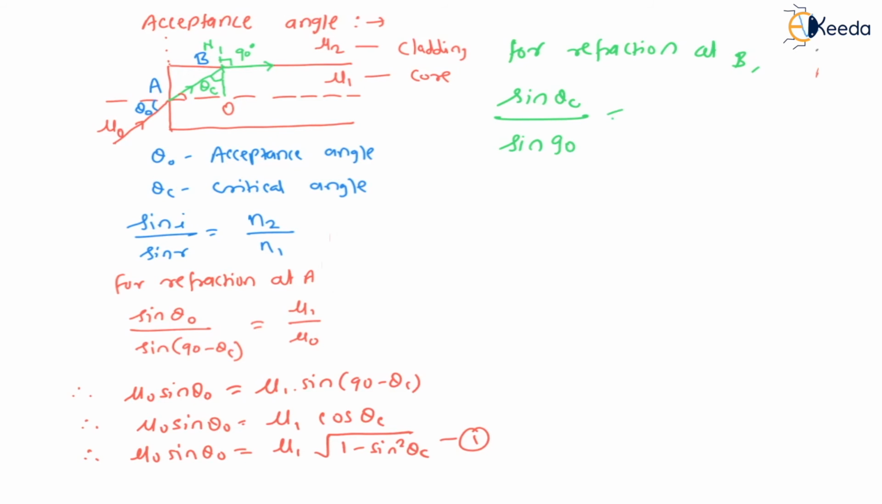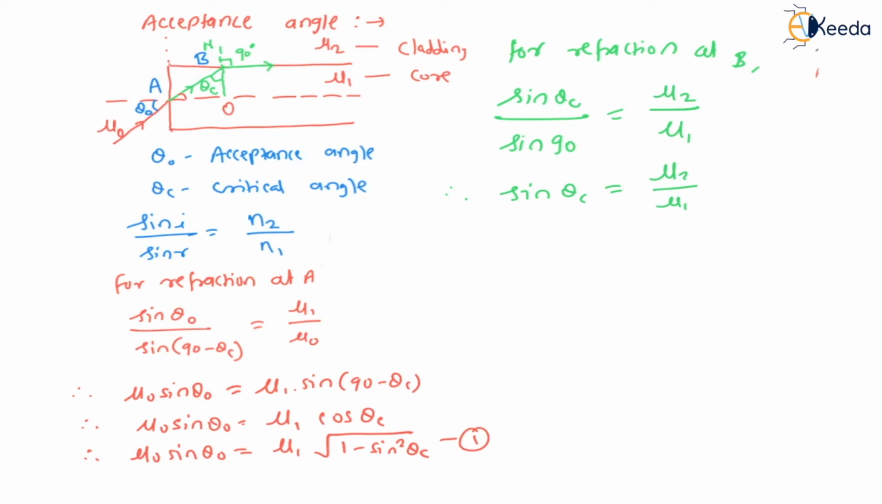The angle of refraction is 90. Now see, for this particular refraction at point B, the second medium is cladding and the first medium is core. So we write the refractive index of second medium, that is mu2, upon that of first medium, that is mu1. We know sine 90 is 1. So ultimately we get the equation as sine theta c is equal to mu2 upon mu1.